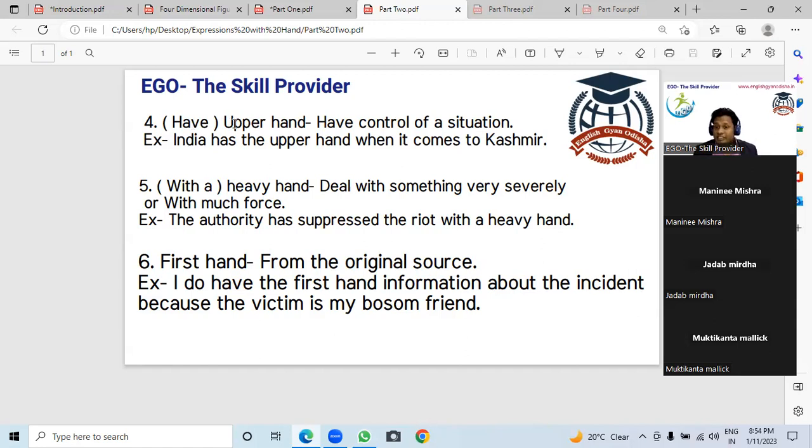Upper hand is the expression; you are supposed to use have with it. If you don't use have and use something else, the entire sentence will be wrong. So that's why have upper hand. Have control of a certain situation. The situation is favorable to you. Let me give a very classic example.